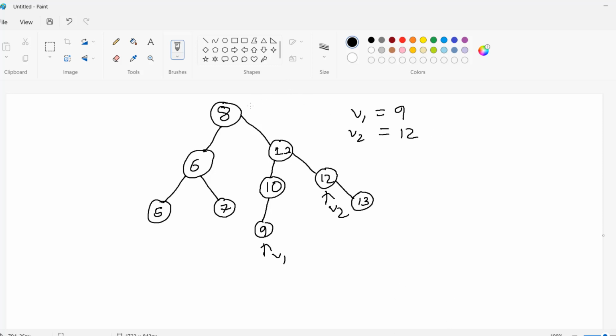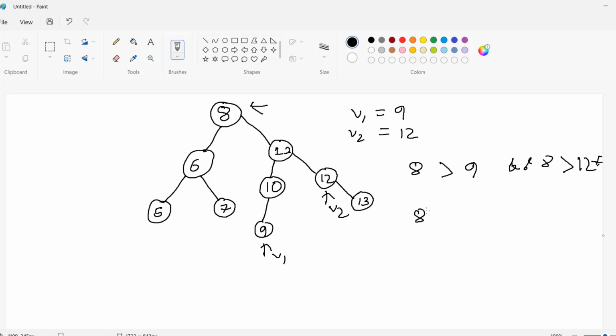So what is the first one? First one is the 8 root. So if 8 is the root, 8 is greater than 9 and 8 is greater than 12. So 8 is greater than 9, no, the condition is false. And 8 is greater than 12, condition is true. So this is the false condition. So it will not go inside the first if.